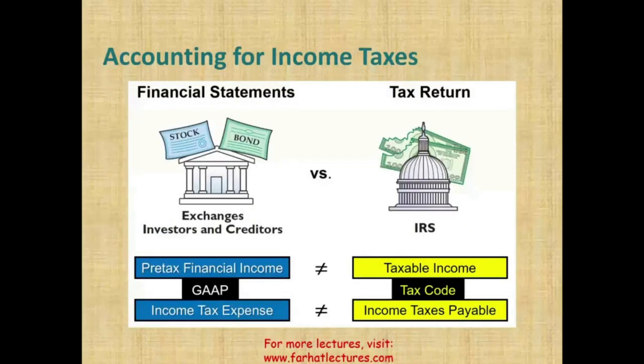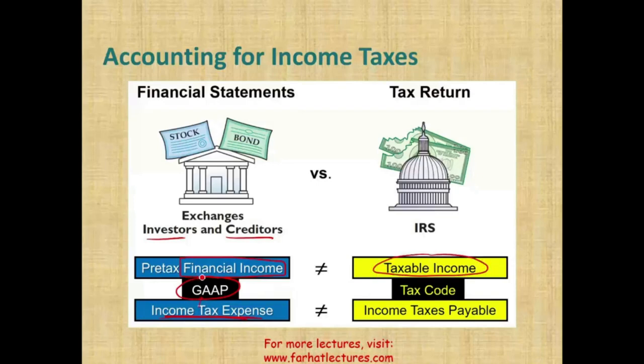Hopefully it will make more sense to you. We have investors and creditors. They follow GAAP. So what they do is compute something called pre-tax financial income. Again, pre-tax financial income is GAAP terminology. Then pre-tax financial income will give them their income tax expense. Remember, income tax expense is GAAP.